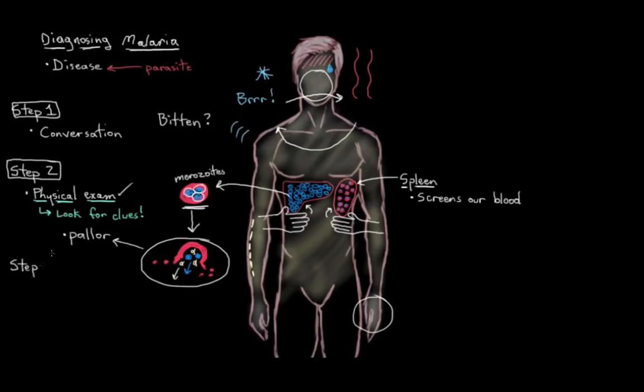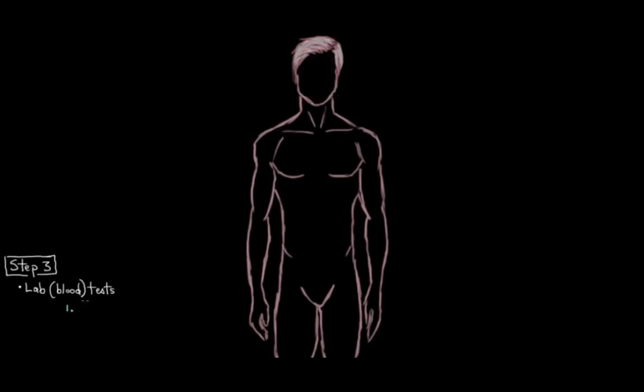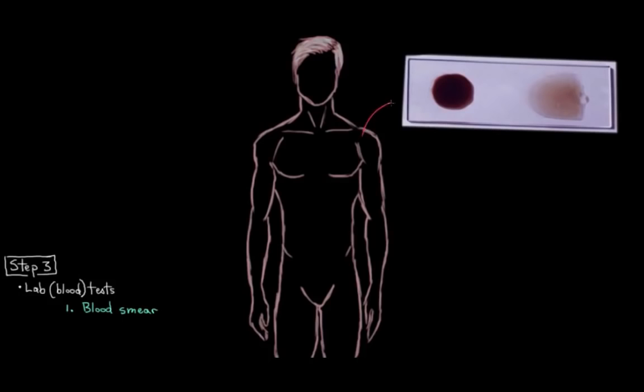This is the most specific, the most definitive way of diagnosing malaria, and it is a couple of lab tests. So there's a few different tests we can do to diagnose malaria, but I'll just describe the two most common ways. So one way is by a blood smear. So we take some blood from the person and we stick it on a microscope slide. You can see my nice microscope slide here with blood on it.